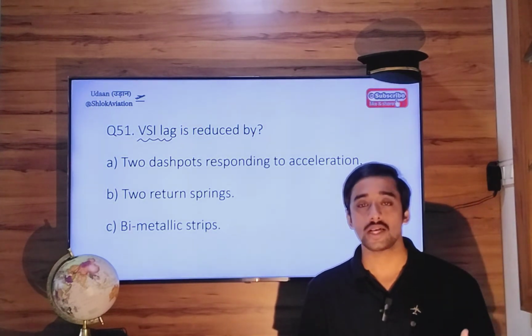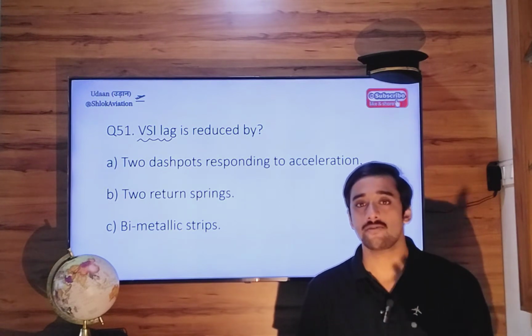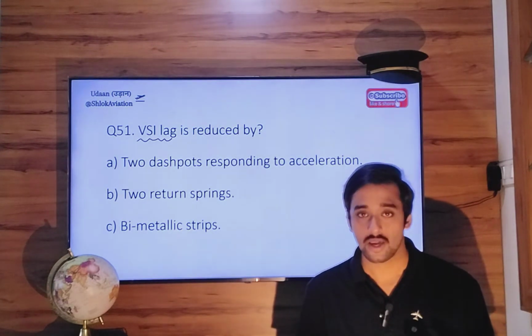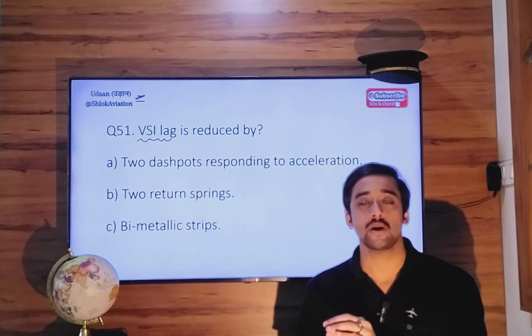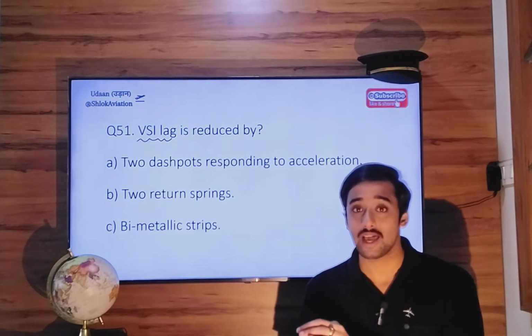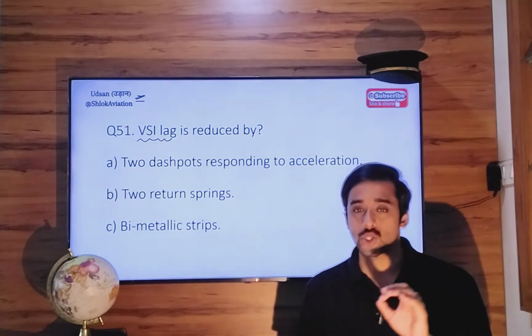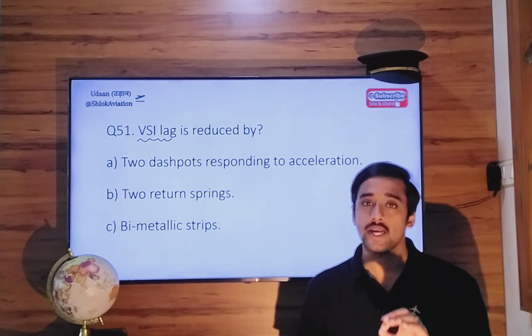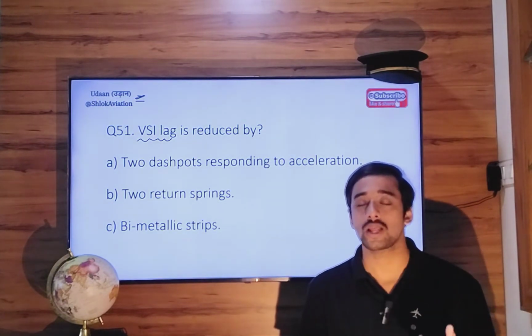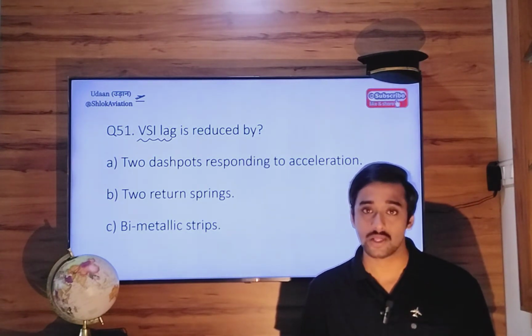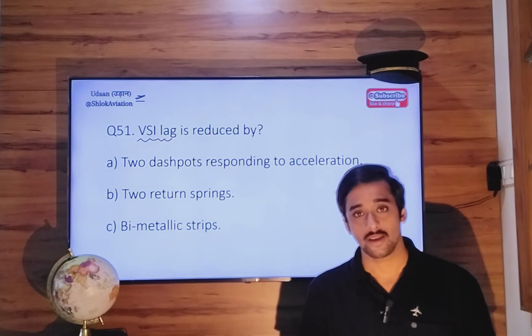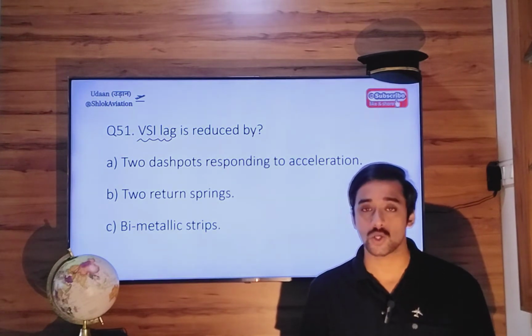Meaning, as soon as you initiate a climb at 300 feet per minute, let's say, your vertical speed indicator will not show that 300 feet per minute rate of climb instantly. It will show that 300 feet per minute rate of climb after a lag of 2 to 3 seconds. This is called VSI lag. This happens because of inertia, right? So this happens because of inertia.